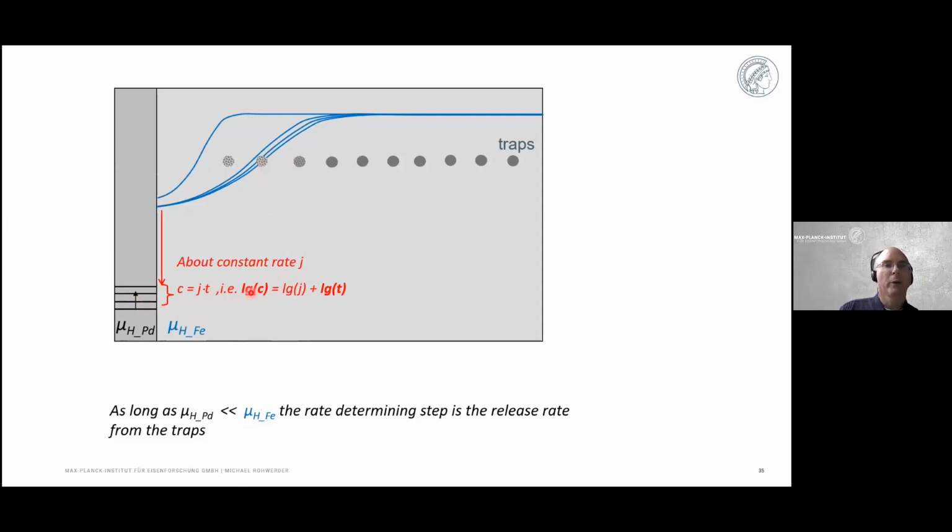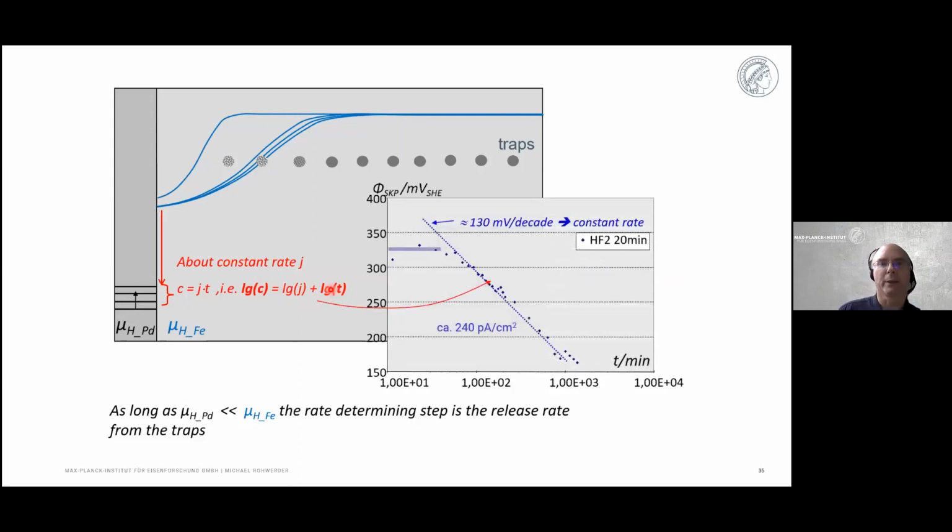So if I do the logarithm of that, because according to the Nernst equation I just explained, the slope is different, 130 millivolt per decade, we expect a dependence on the logarithm of c. And as you can see, this gives us something proportional to the logarithm of the time, and that's what we see here. We get something like this: potential changes linearly with the logarithm of time. And the position of this line tells us the exact diffusion current density. You can see it's in this case 240 picoamps per square centimeter.